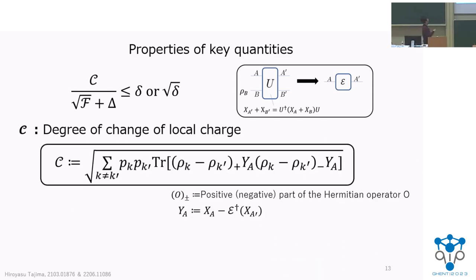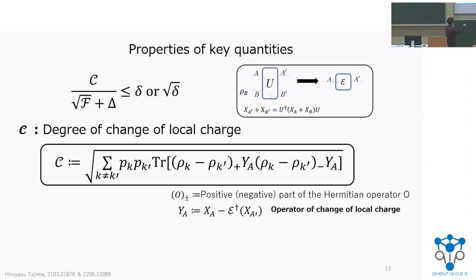And the third quantity is the degree of change of local charge. This is the formal definition. This definition is a little bit complicated, but the meaning is simple. To see the meaning, let's focus on this operator Y_A, here and here. Y_A is the operator of change of local charge.